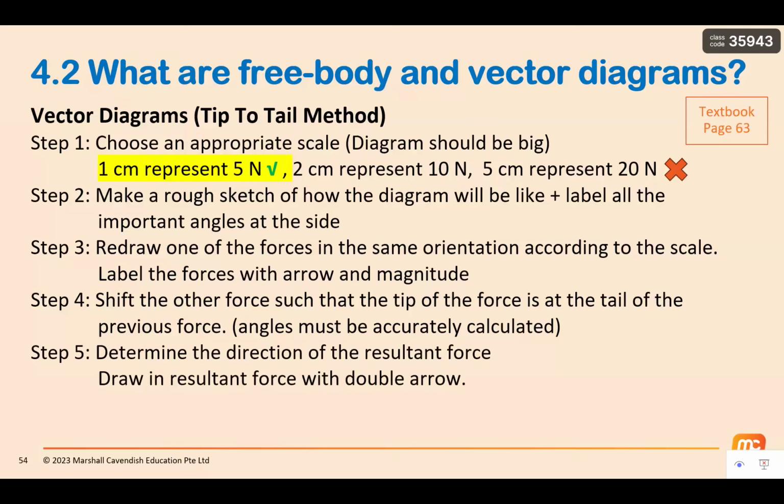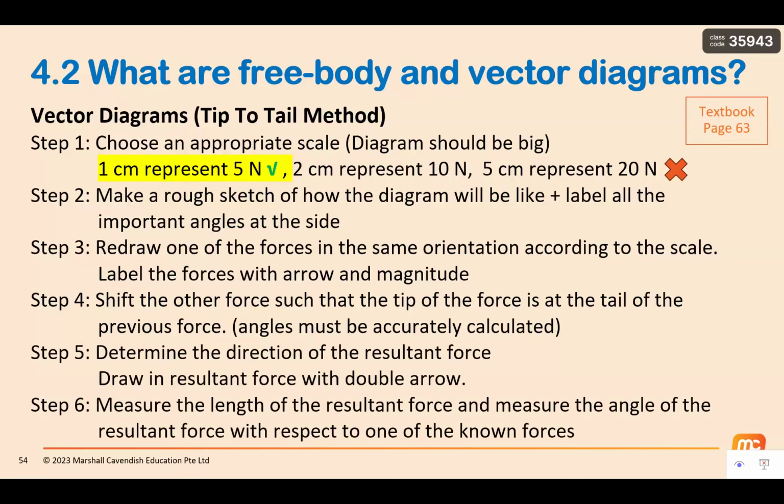Then I determine the direction of the resultant force, draw in the resultant force with double arrows, and I measure the length and measure the angle. This will be the same step as for your parallelogram method. So let's come and take a look at this.